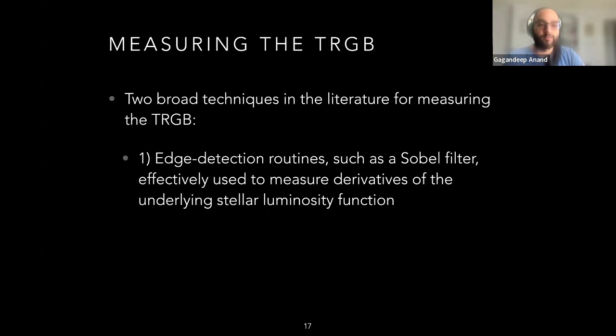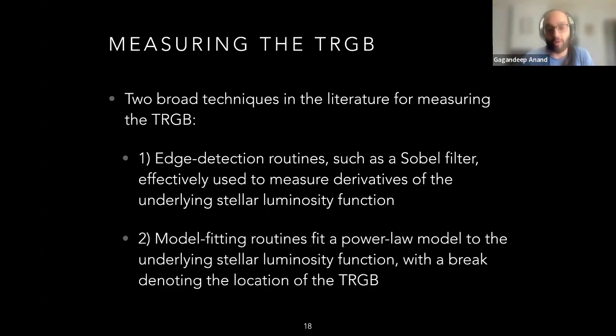And so in terms of actually measuring the tip in practice, there are two main techniques that are used in the literature. The first is families of edge detection routines, such as the Sobel filter. And these effectively are measuring the derivatives of the underlying stellar luminosity function, that break that you see that I showed you in the color magnitude diagram. The second are model fitting routines that typically fit a broken power law model to the same underlying stellar luminosity function, where the break denotes the location of the TRGB.